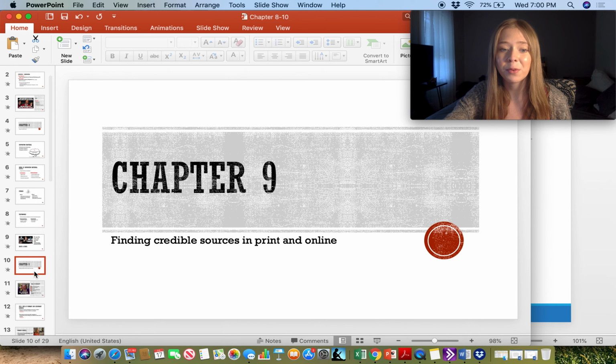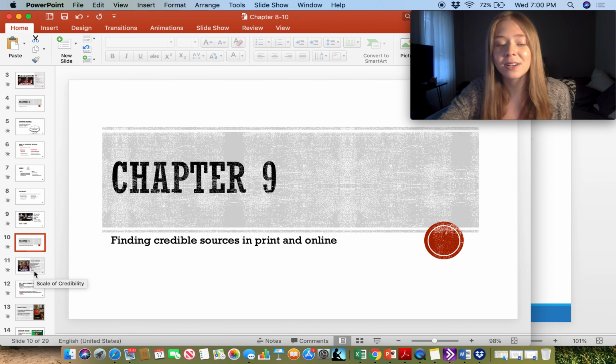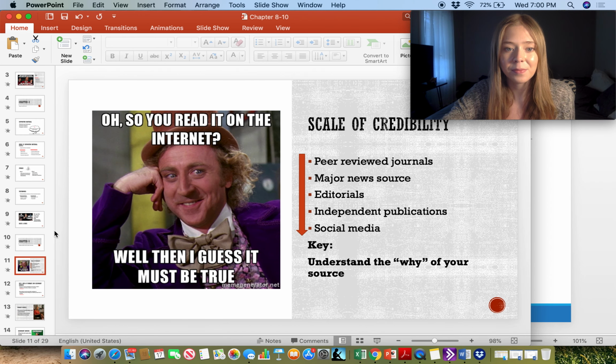So those are the types that we're talking about when we talk about types of supporting material. And so I'm going to go ahead and move on to chapter 9, which is how to find these credible sources in print and online. So here's a little scale of credibility that just basically talks about where we can find information and how credible it actually is going to be. So up here, it's going to start with the most credible and then move down to the least credible in case there's any confusion about that.